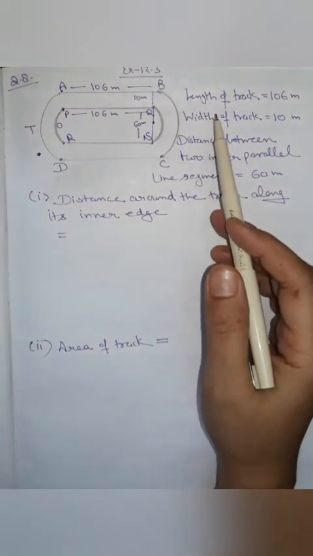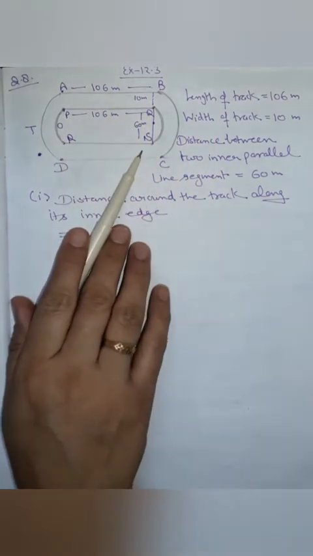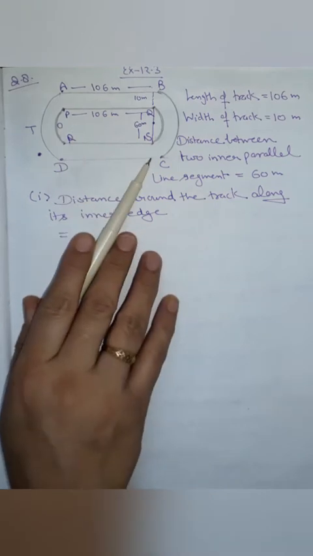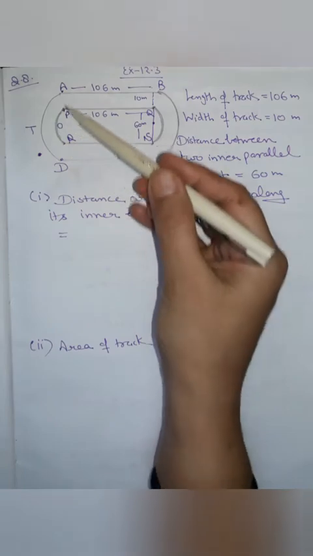Now question number 8 of exercise 12.3. Here I have already drawn the figure that there is a track. Figure depicts a racing track whose left and right ends are semicircular.